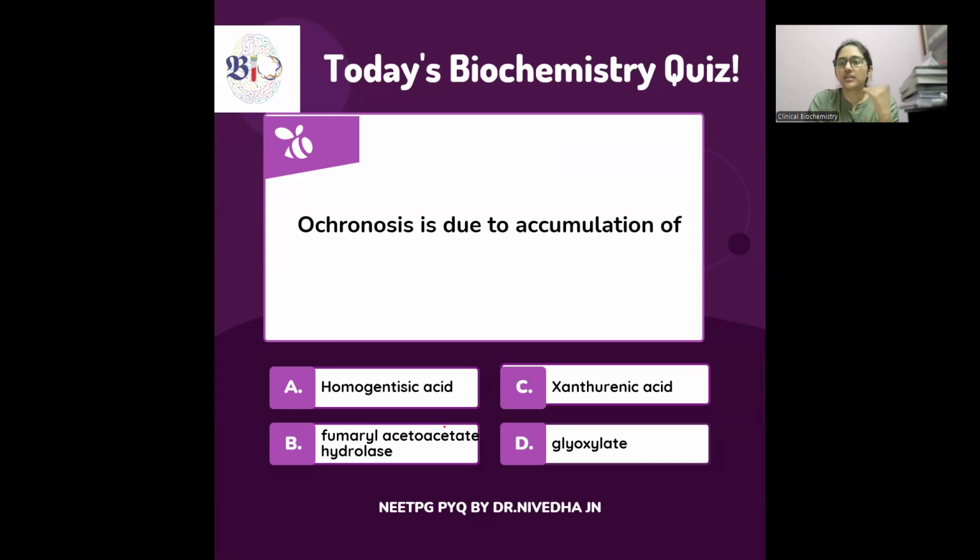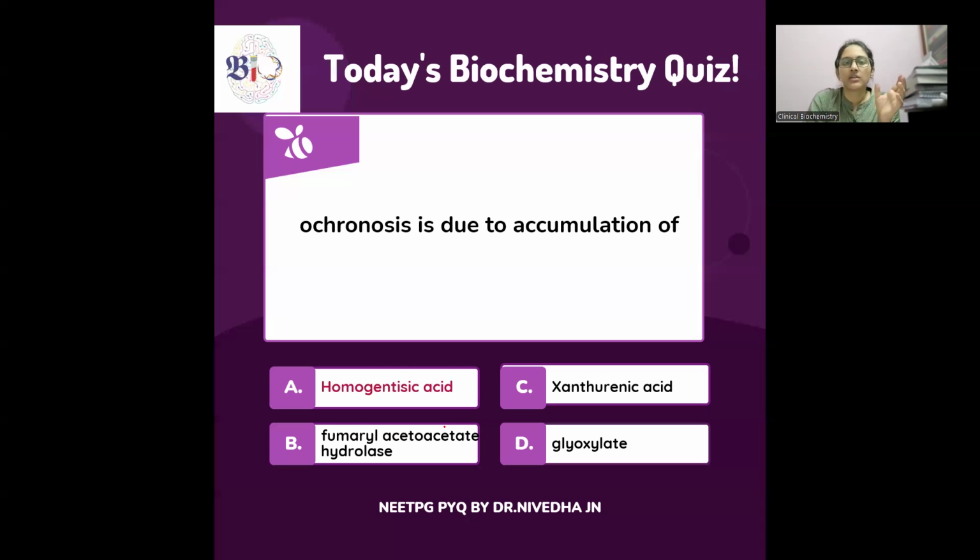So if that gets deficient, then the precursor or the substrate of the enzyme, which is homogentisic acid, gets accumulated. If homogentisic acid gets accumulated, it gets auto-oxidized to benzoquinone. That benzoquinone is responsible for this black discoloration, the black discoloration of your pinna or IV discs. Wherever the homogentisic acid gets accumulated, that is what is called ochronosis.